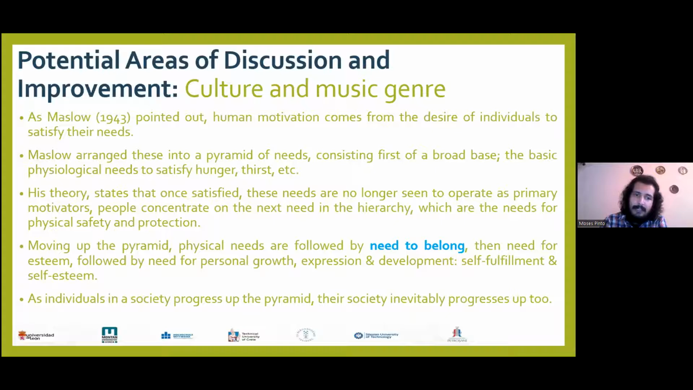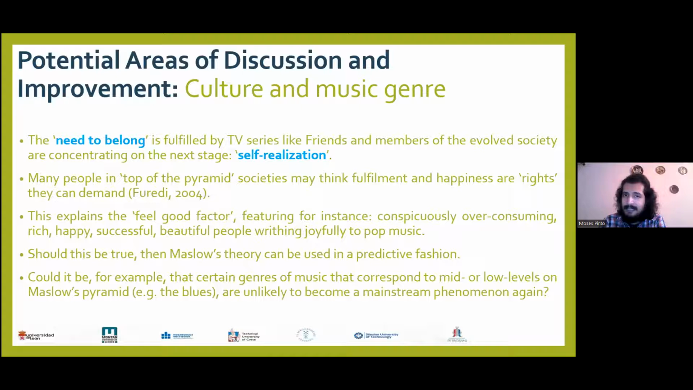As individuals in a society progress up the pyramid, the society inevitably progresses up too. And this is true for almost all societies. So what we are really focusing on here is the need to belong. The need to belong is fulfilled by TV series like the popular TV show in the late 90s and early 2000s by the title of Friends. I'm sure many of you remember it. And members of the evolved society are concentrating on the next stage, that is self-realization.